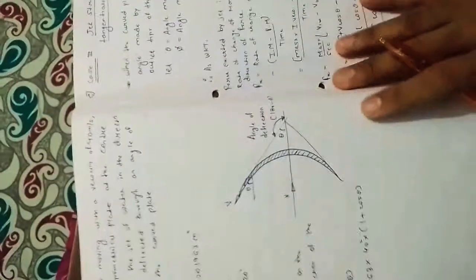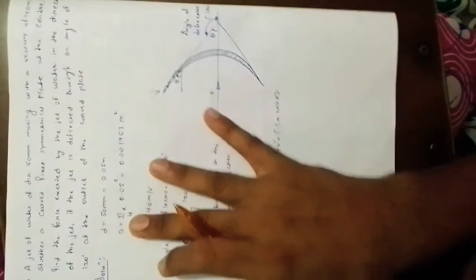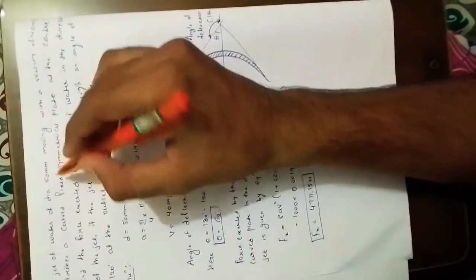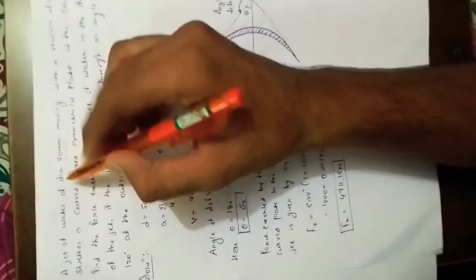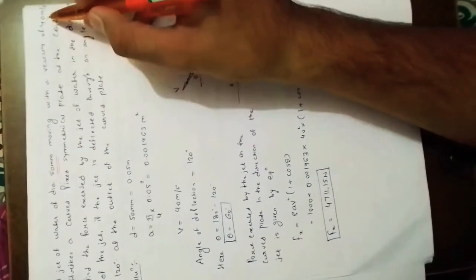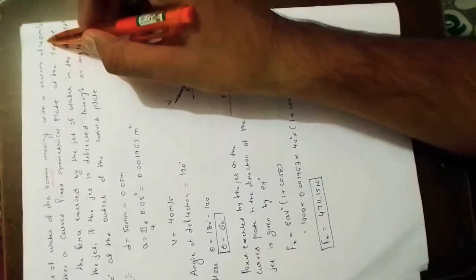And in this video we will be seeing the numerical based on the curved plate, okay? So we will be going through the question. A jet of water of diameter 50 mm. So 50 mm is the diameter of the jet, correct? Moving with a velocity of 40 meter per second. So they have given the velocity as 40 meter per second, correct?